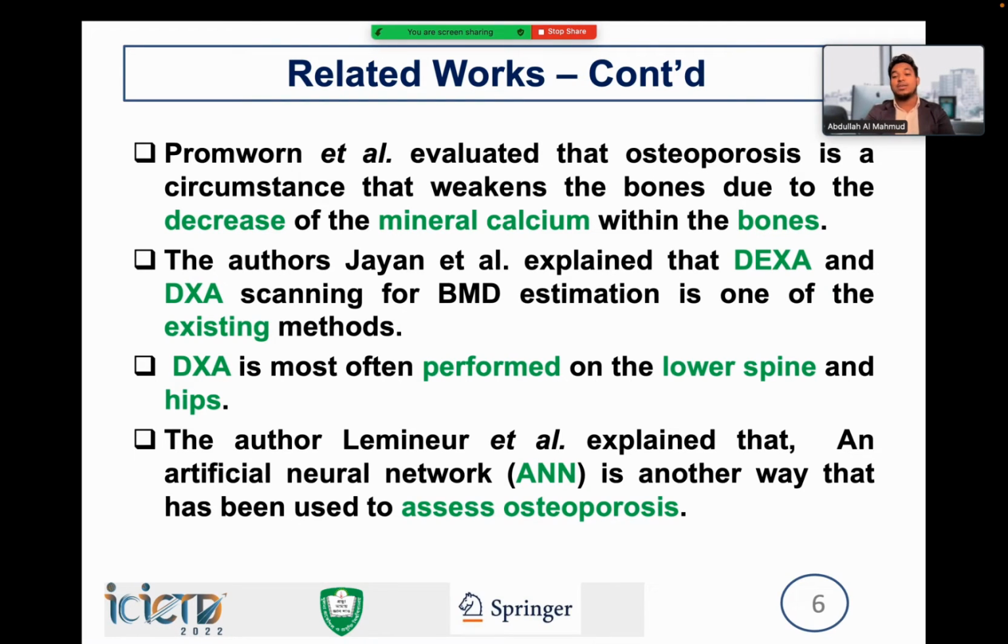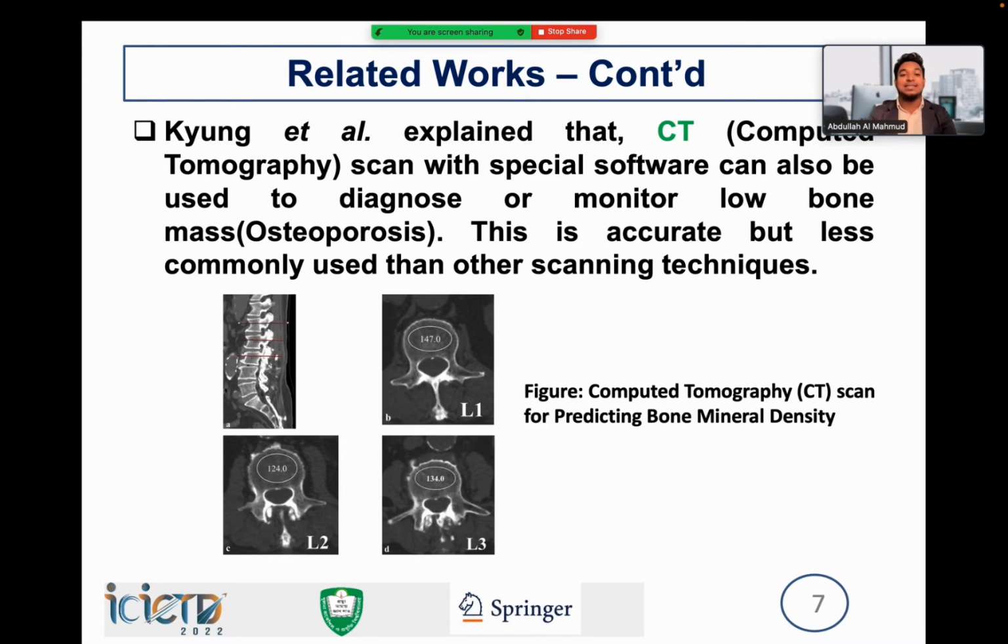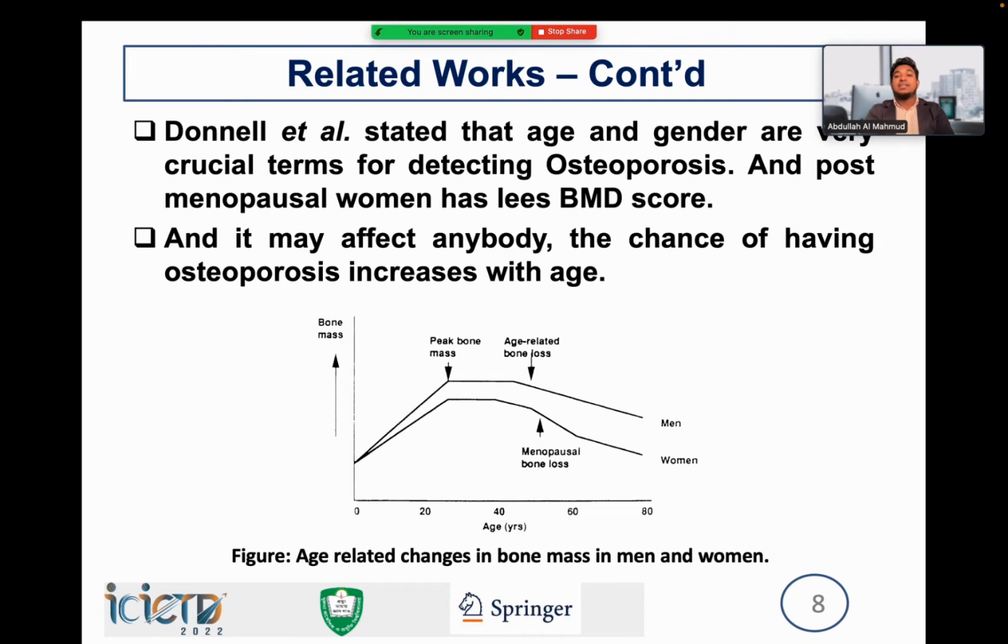Artificial neural network is another way that has been used to detect osteoporosis, and the author Leminer et al. explained this model. CT scanning, that means computed tomography, is another way of detecting osteoporosis. Age and gender are very crucial for detecting osteoporosis, and postmenopausal women have lesser BMD scores. If we consider the figure below, it is shown that women have less bone mass than men and young people.